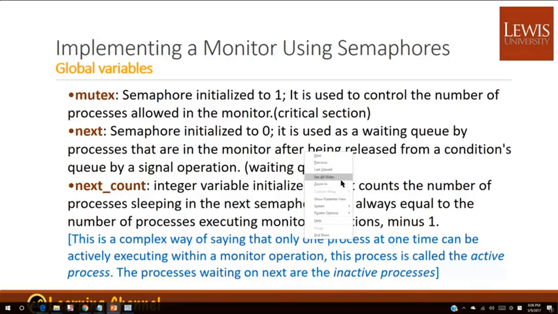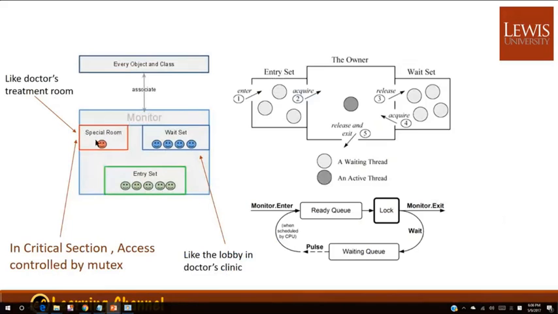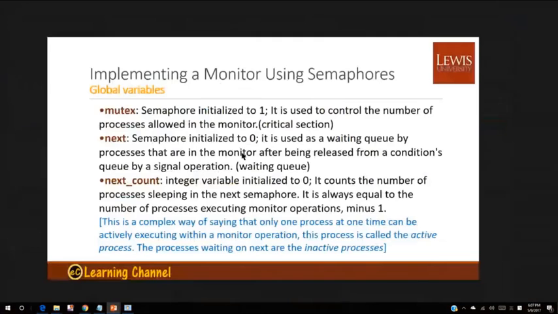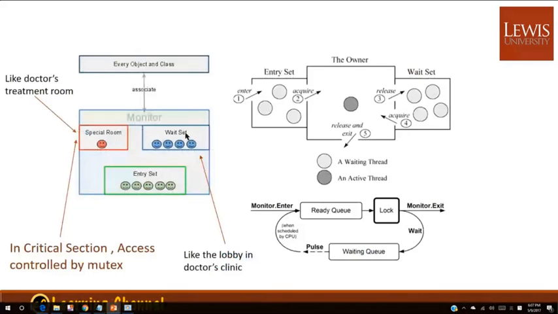So let's go back to the previous lecture. For this chart, the mutual exclusive count will be the capacity in the special room. And we have a next, and this next semaphore is initialized to 0. Remember that we may have more signals than waits, so this number can increase. It is used for the waiting queue by the processes that are in the monitor after being released from a condition queue by a signal operation. So this is the waiting queue, and this waiting queue is the one in this wait set.